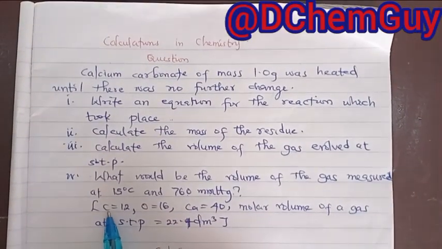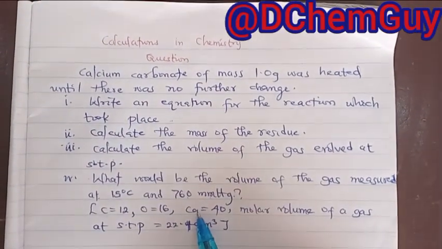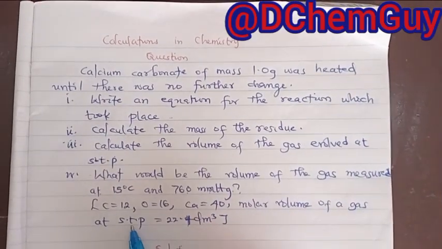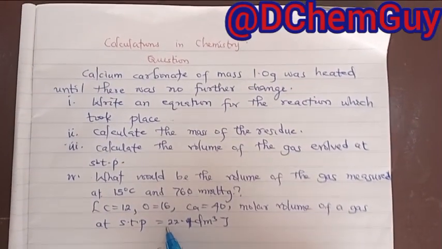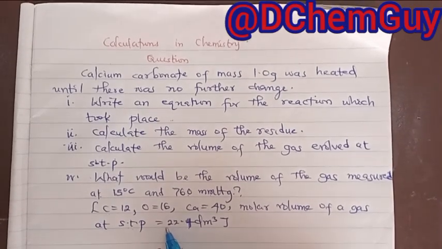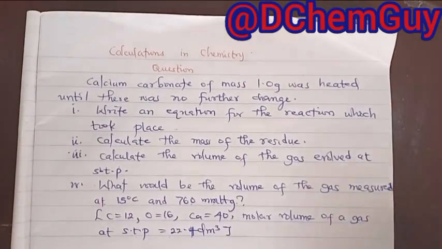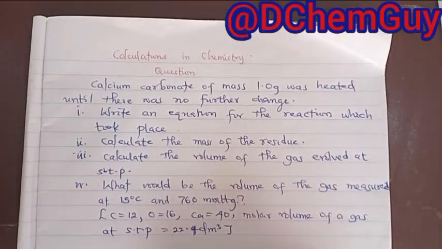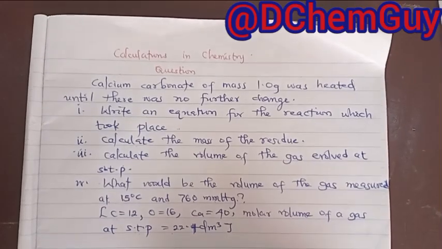Given these values: carbon is 12, oxygen is 16, calcium is 40, and the molar volume of a gas at standard temperature and pressure is equal to 22.4 dm3. Now, how do we solve this problem? Like I said, this question is basically a stoichiometric question.